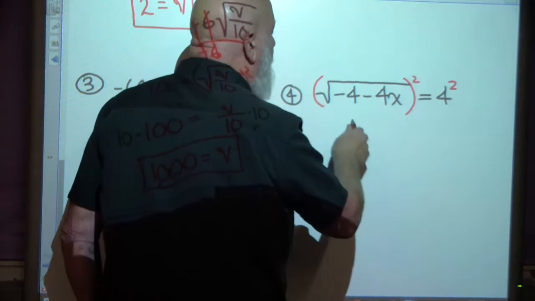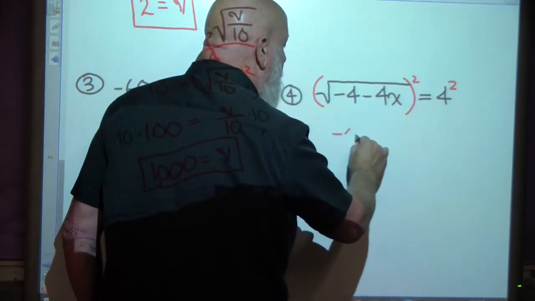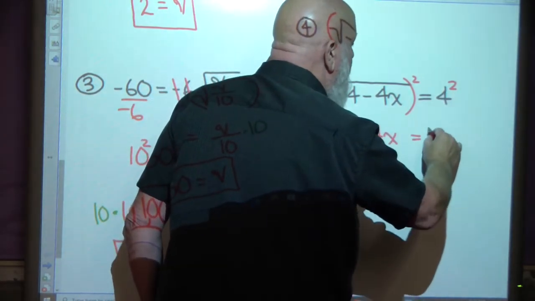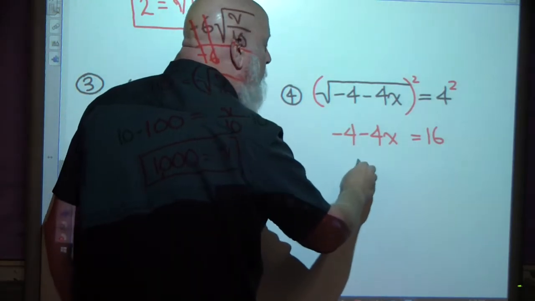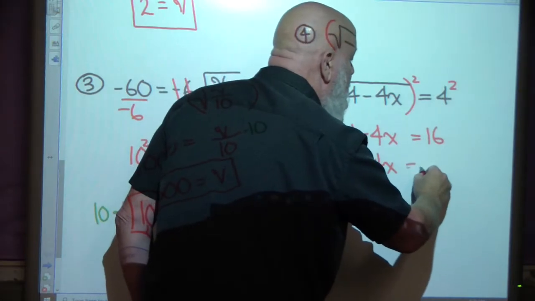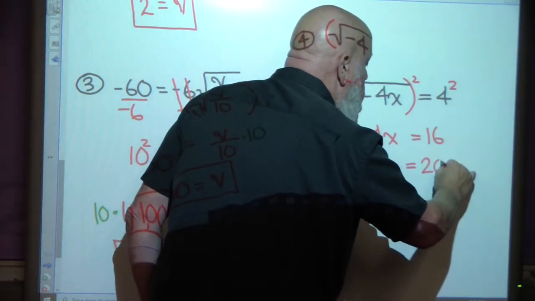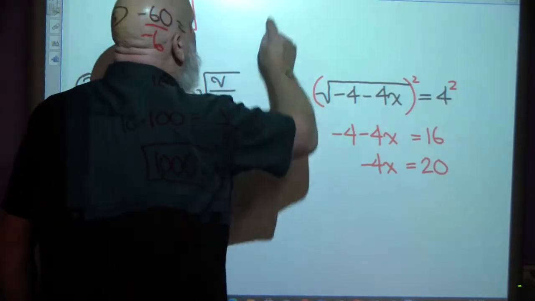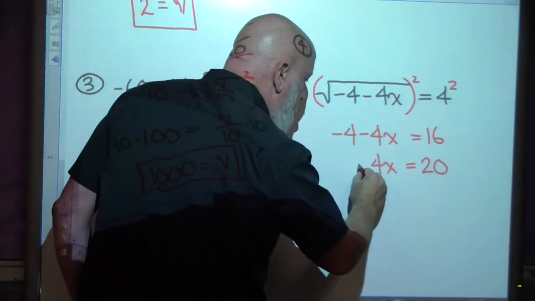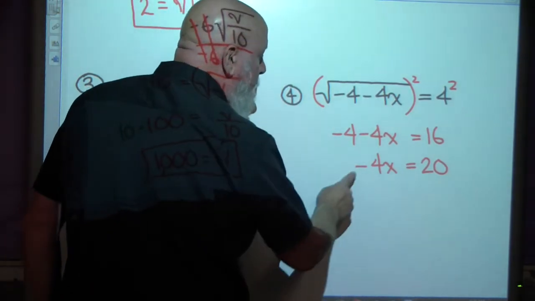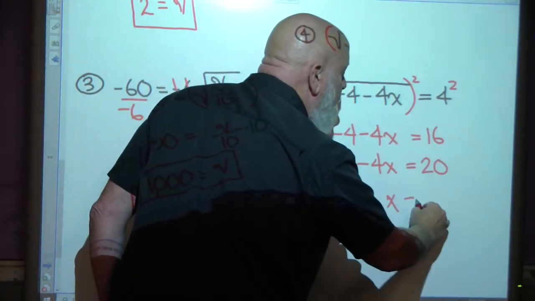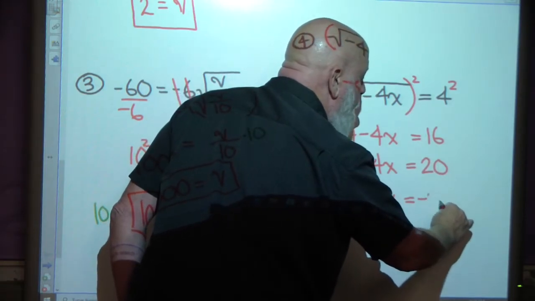Here we go. I square both sides. That gets rid of this radical symbol. And 4 times 4 is 16. I'm going to add 4 to both sides. That makes that turn to 0, and on this side I have to add 4, that turns it into 20. Now I'm going to divide both sides by that -4. It's supposed to be -4, let's make it look more like a negative. There we go. So divide both sides by -4, and that will give me x on this side. And if I divide this side by -4, it'll give me -5.